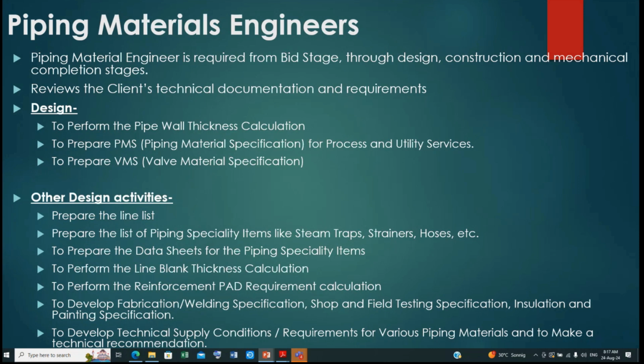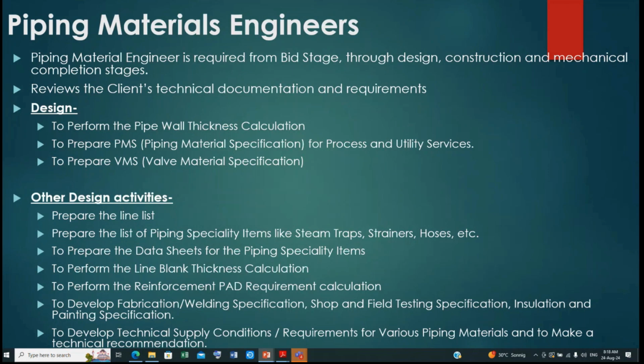So all these quantities will then be given to the procurement department. So the procurement department knows the price of each and every component. If not, then they will reach out to different vendors in the market and get the price. Then the whole price of all the MTO will be consolidated, which will be called the piping cost from the piping department.